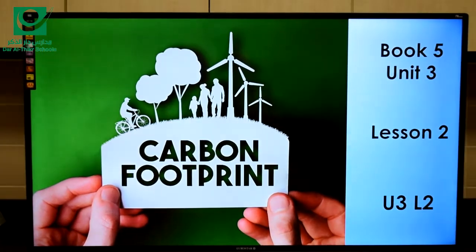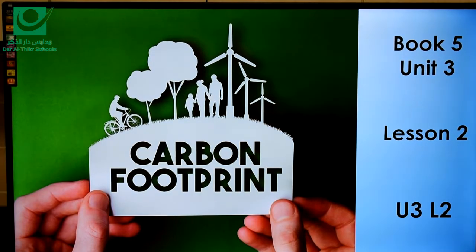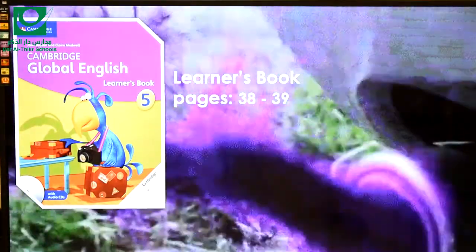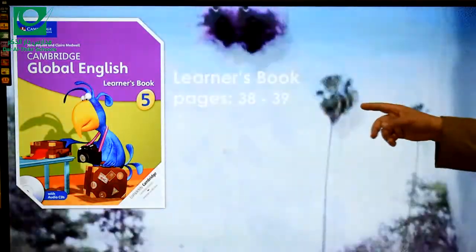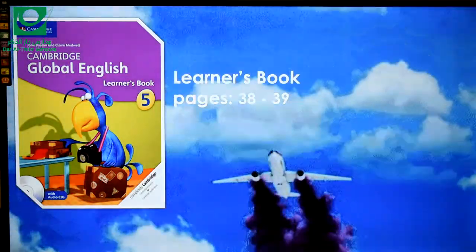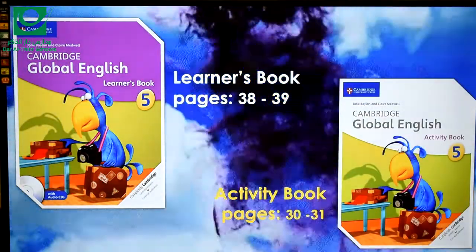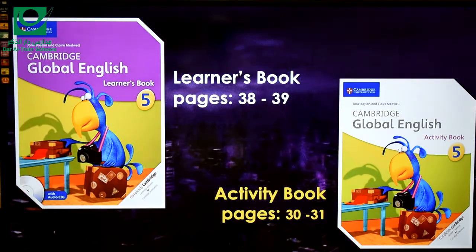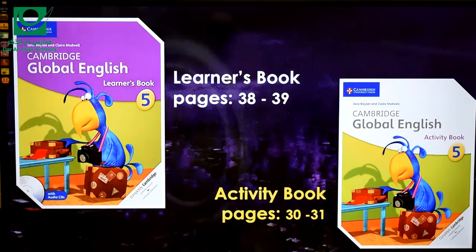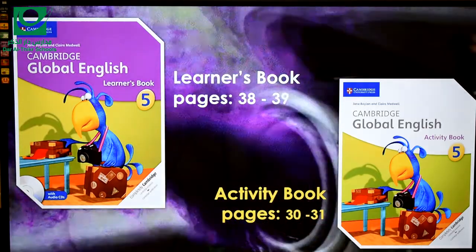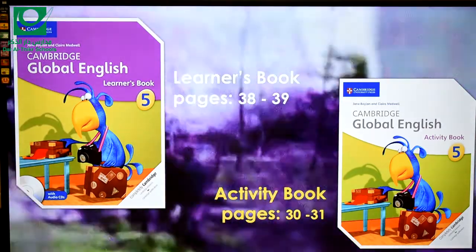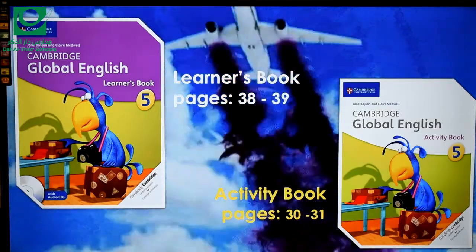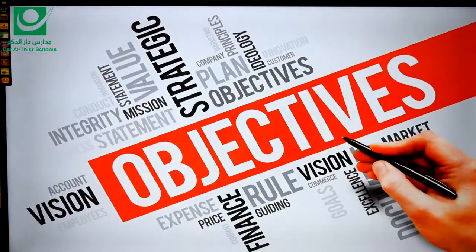In your book 5, unit 3, lesson 2, we are going to know about this. So kindly try to prepare your learner's book on page 38 to 39 and your activity book on page 30 to 31. Kindly prepare your books. So this is going to help you very much when we are studying this lesson. And by the way, the picture behind, the background, is going to help you concerning the carbon footprint. I hope you get some idea out of that.